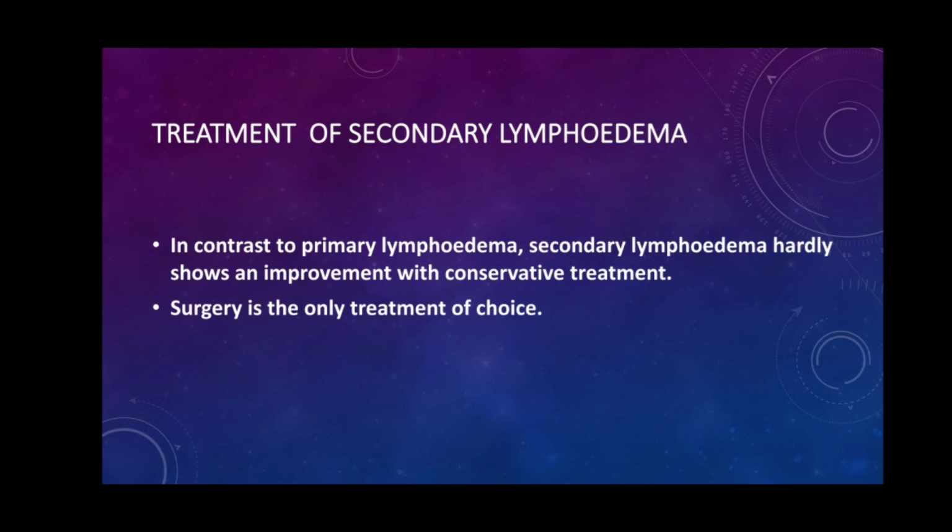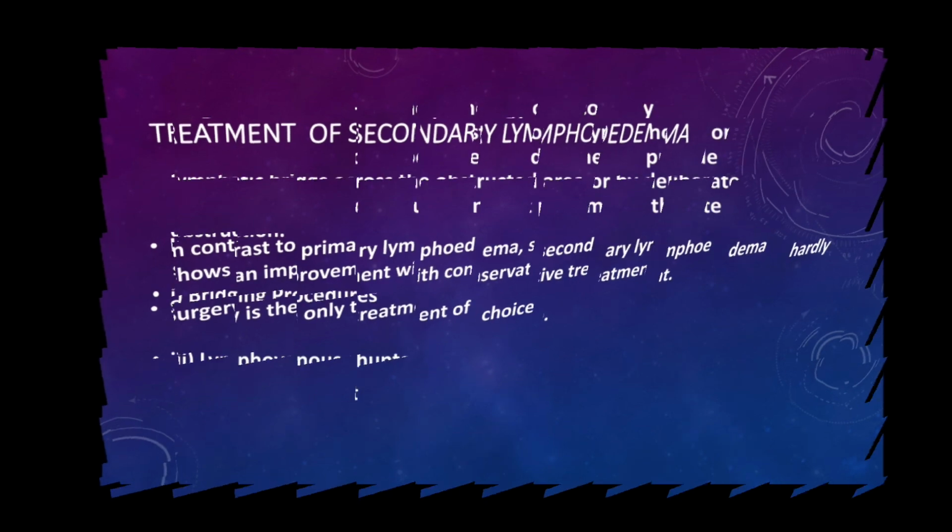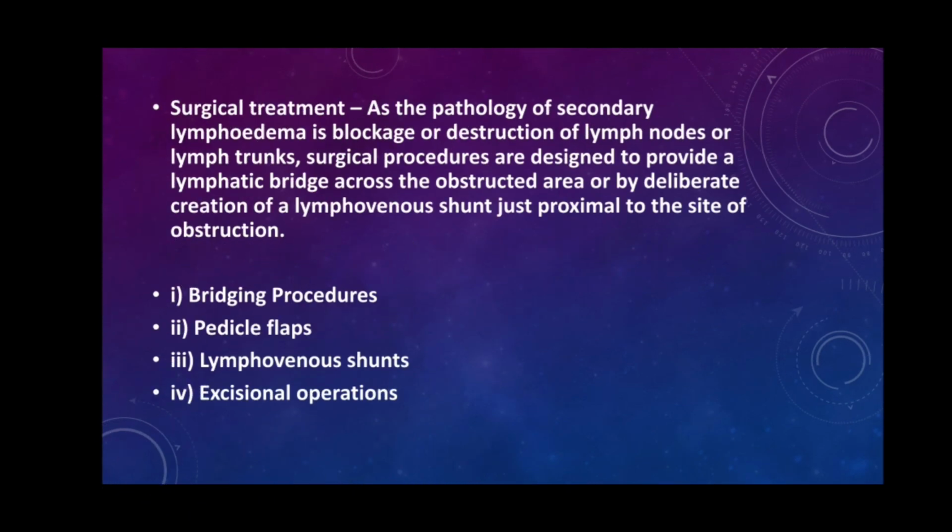Treatment of secondary lymphedema. In contrast to primary lymphedema, secondary lymphedema hardly shows an improvement with conservative treatment. So, surgery is the only treatment of choice. Surgical treatment. As the pathology of secondary lymphedema is blockage or destruction of lymph nodes or lymph trunks, surgical procedures are designed to provide a lymphatic bridge across the obstructed area or by deliberate creation of a lymphovenous shunt just proximal to the site of obstruction.